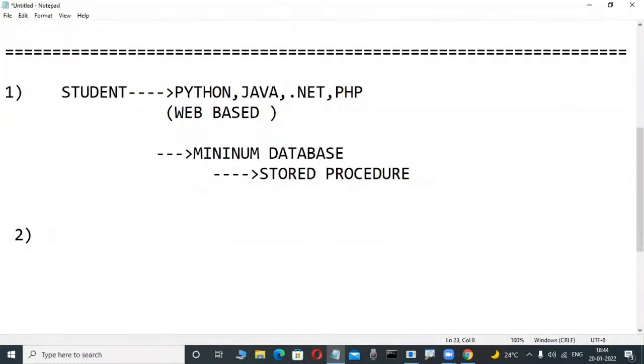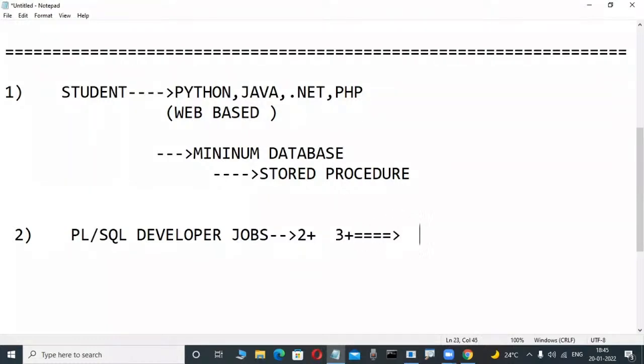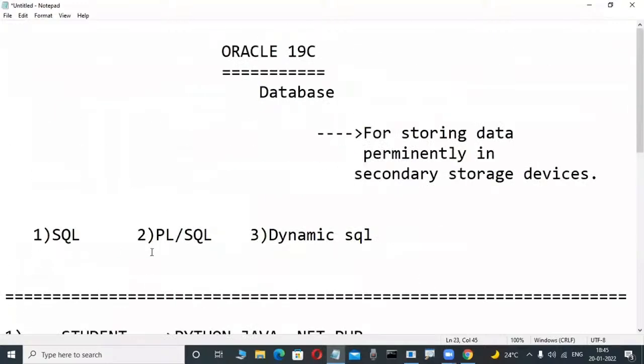Then those persons are applying in companies for PLSQL developer jobs, which exist without any knowledge of Java, .NET, or front end. A non-technical person may not have very good programming skills. Then PLSQL developer jobs are there, even with a gap of two or three years. Those persons are in our course. They are learning this course only for PLSQL developer purposes.